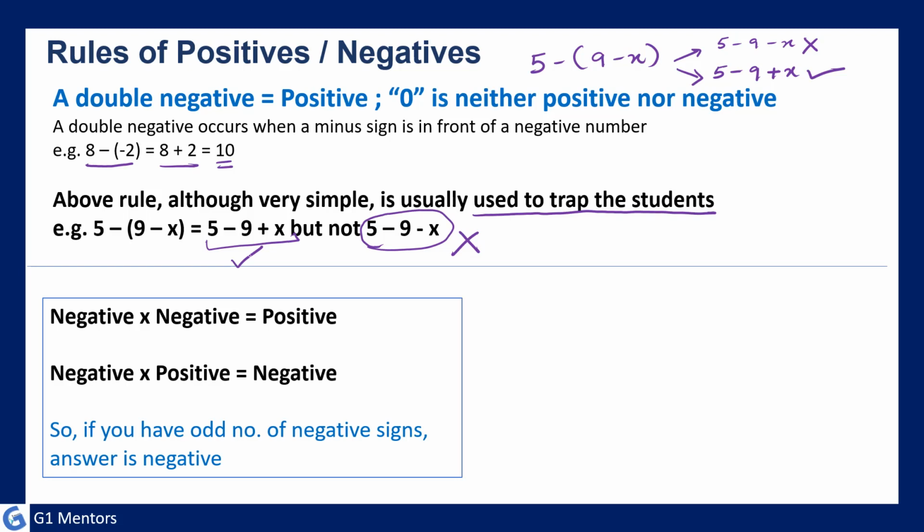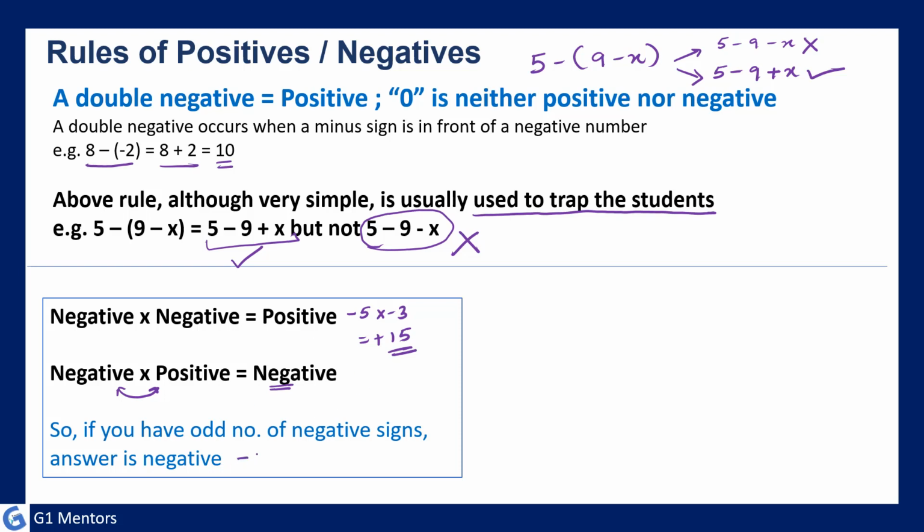Another rule is negative times negative is a positive. So if we multiply minus 5 by minus 3, two negative numbers, it gives a positive number. However, if one of the numbers is negative, that is, we multiply negative by positive, it results in a negative. So if you have an odd number of negative signs, the answer is always negative.